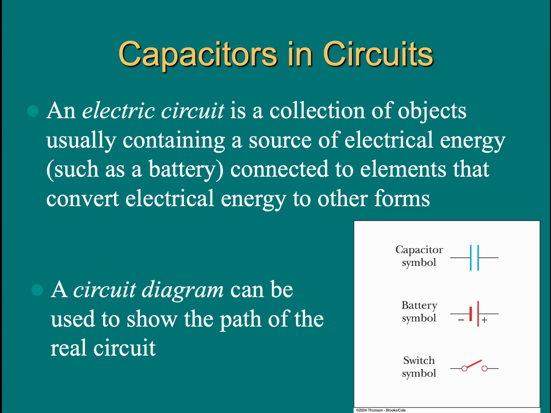A circuit diagram can be used to show the path of the actual circuit. We use those symbols for capacitor and battery. Note the difference between capacitor and the battery. For a capacitor, the two lines are equal lengths. For a battery, we have a positive and a negative terminal. The positive terminal is longer than the negative terminal.